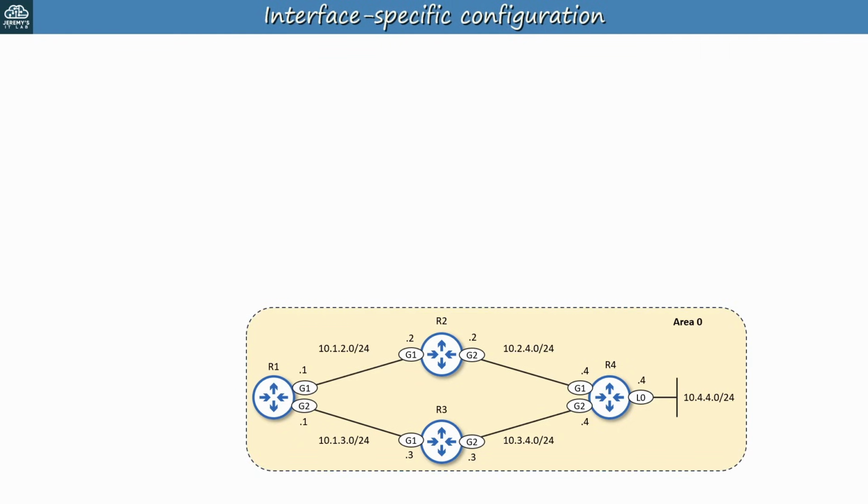Now let's look at the other way to enable OSPF on interfaces. You already know this command from the CCNA. IP OSPF, the process ID, area, and the area ID. But let's look at a couple of details you might not know.